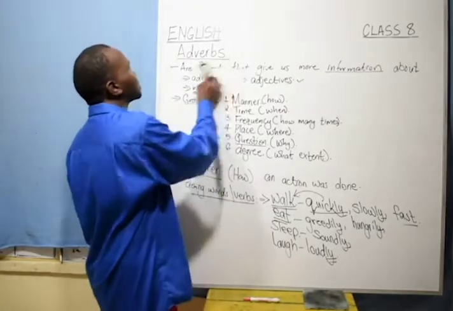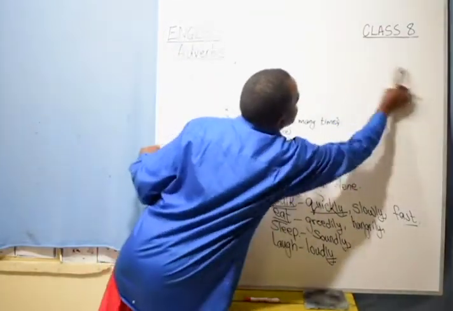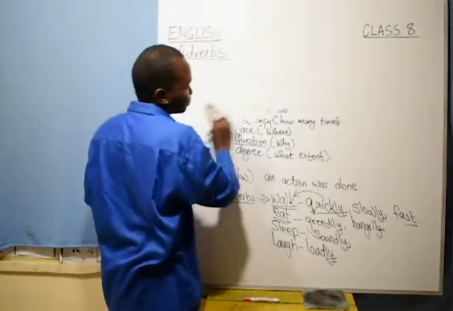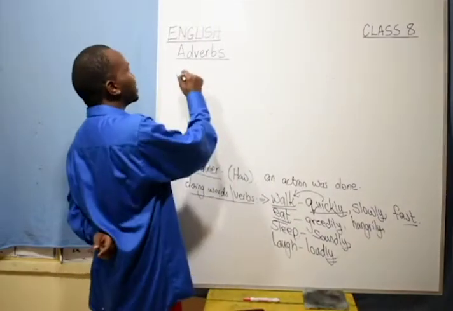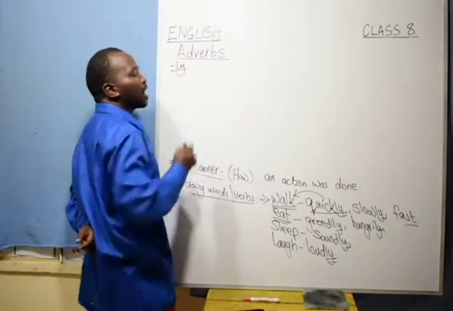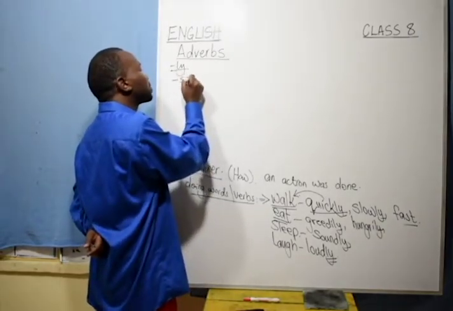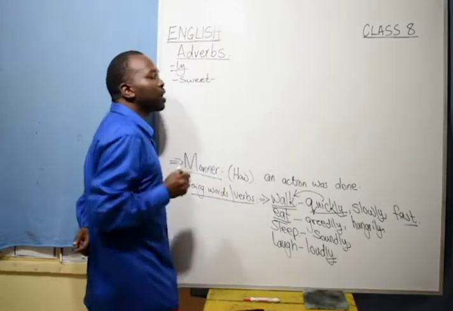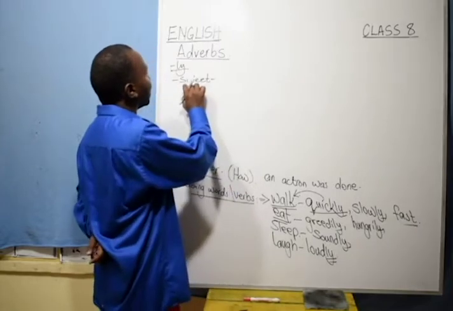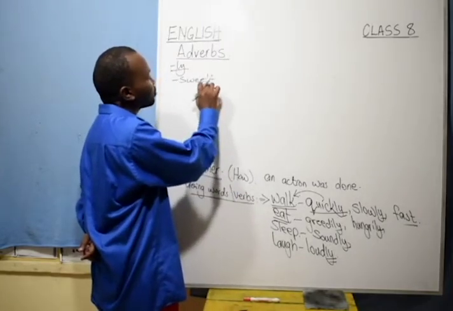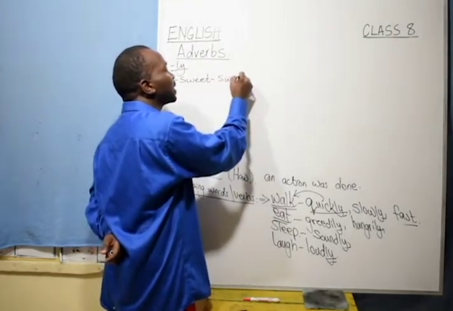Now, there are three types of adverbs of manner, and this is how we form them. They are mostly formed from adjectives. The first category is just by adding ly. For example, we have the word sweet. To be able to form an adverb, you only need to add ly. So the word will be sweetly.